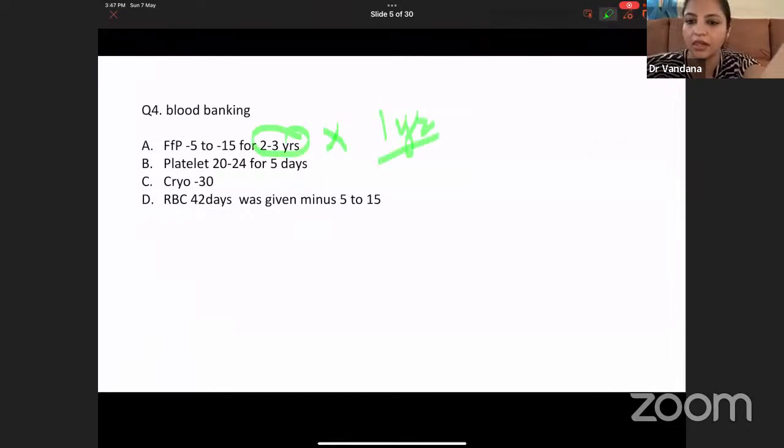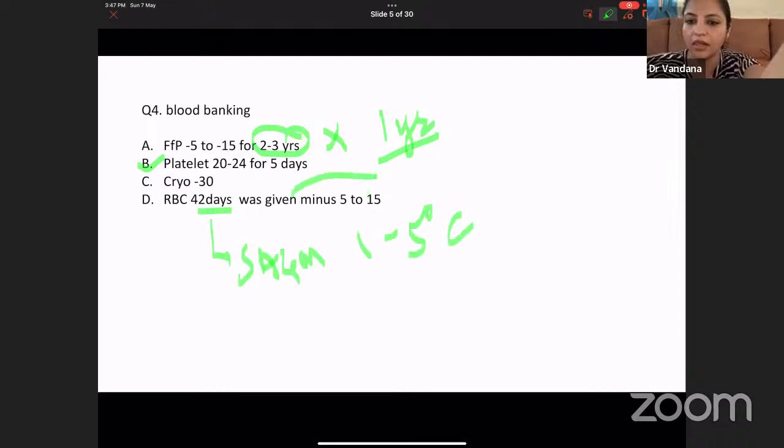Platelet is 20 to 24 degrees, that is room temperature, for 5 days. That's correct. Cryo, again the duration was given more, so this is also wrong. And RBC 42 days was correct. It can be kept for 42 days in SAGM, but the temperature has to be 1 to 5 degrees centigrade. So it is not minus 15, 5 to 15. That's wrong. So the answer to this is platelets, right? So this is your platelet, 20 to 24 degrees for 5 days. That's the correct answer here.